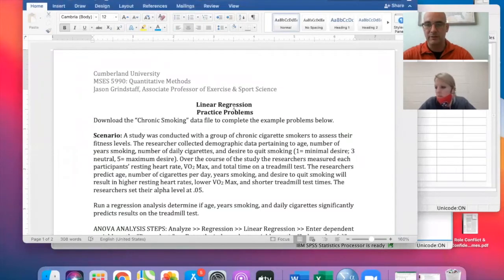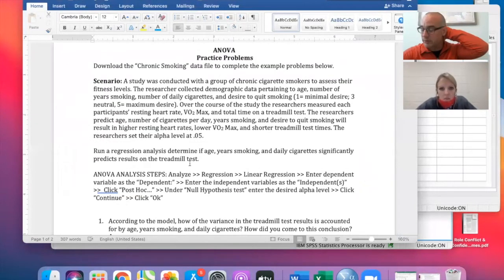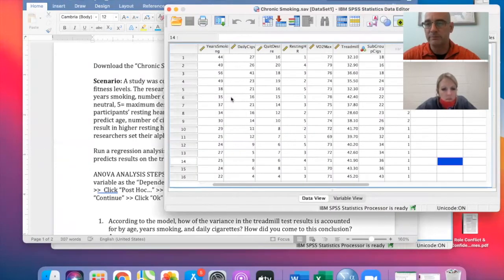Sorry, I shouldn't say linear regression, I should say ANOVA. Anyway, no big deal. We're going over ANOVAs today, so I'm going to walk us through how we do this. We're going to have multiple independent variables. So if you're downloading the data set, essentially what we have here is data on a group of chronic smokers.